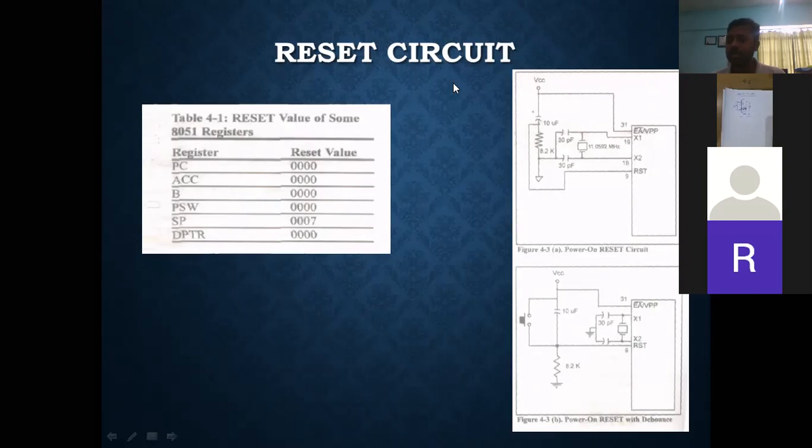So whenever the restart key is pressed in case of the 8051 microcontroller, look at this table 4.1. The content of those registers, that is the program counter, is set to 0000H. Accumulator is set to 00H. Every register you can find is reset to 00 except the stack pointer. The stack pointer value is set to 07H. Now remember what is 07H?